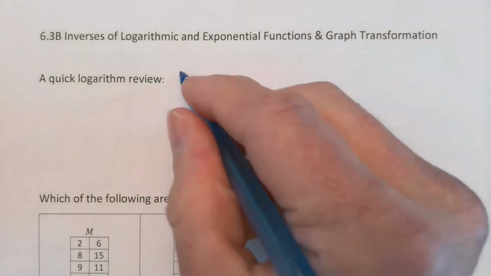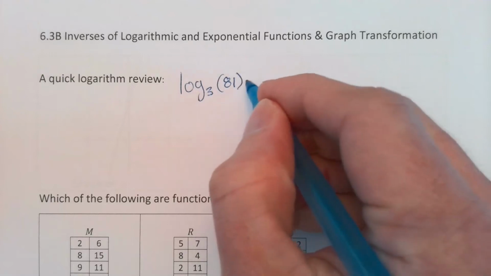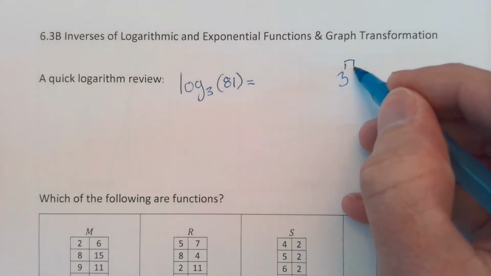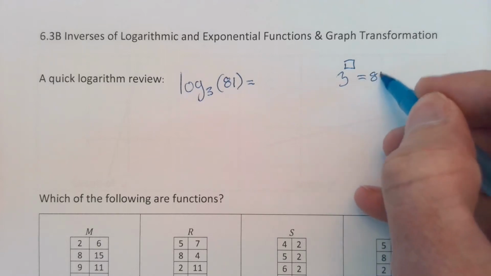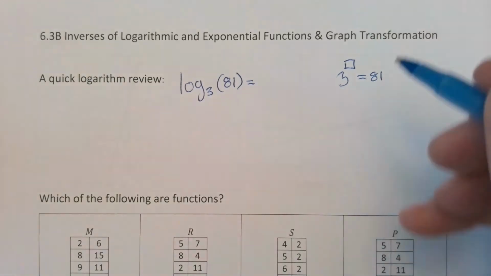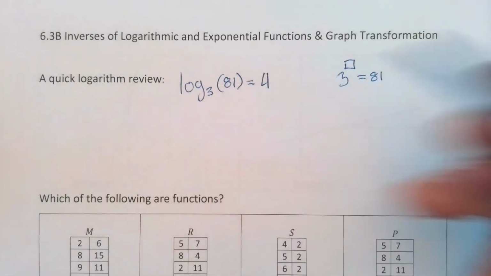If I'm looking for the base 3 logarithm of 81, I'm trying to solve this problem right here. 3 raised to what power makes 81? It takes 4 factors of 3. 3 times 3 times 3 times 3 is 9 times 9, and that's 81. So the missing exponent is 4. And that's what a logarithm is.